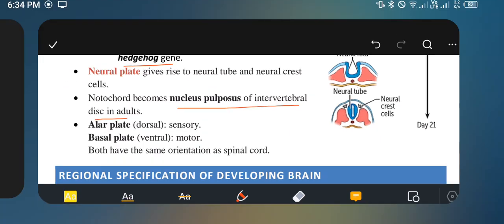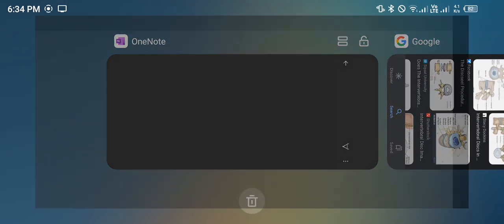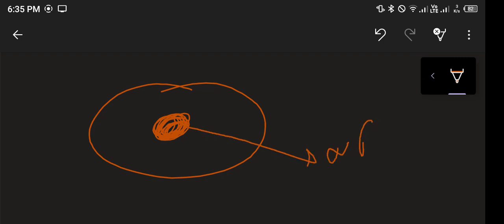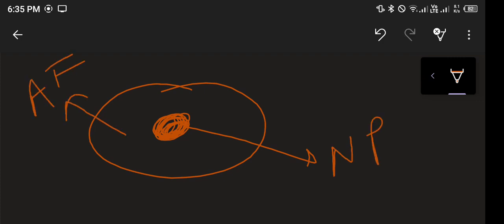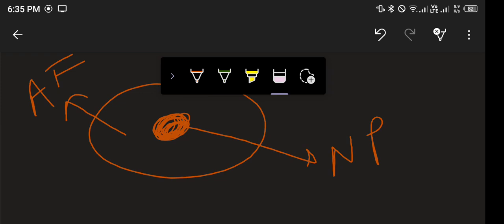Now, if you could remember, the intervertebral disc of the adults has, if I draw an intervertebral disc like this, suppose this is the intervertebral disc, the central portion of the intervertebral disc is called the nucleus pulposus, and the surrounding area is called the annulus fibrosus. So this is nucleus pulposus, and the outer rim is called the annulus fibrosus.